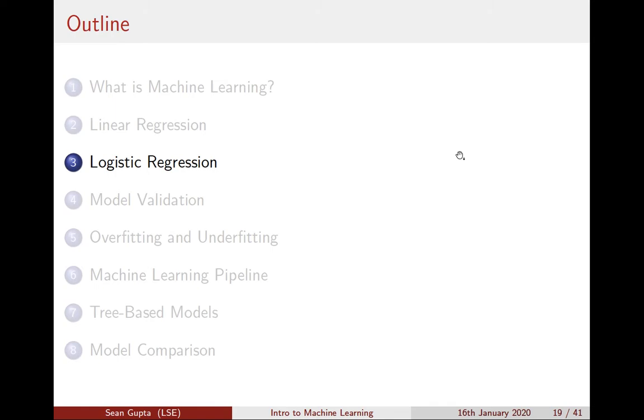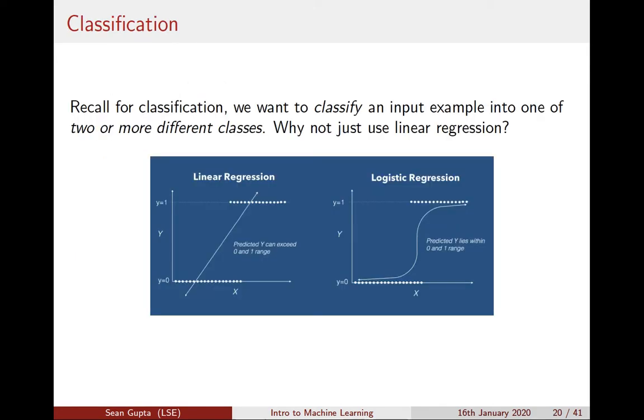Okay, let's come to the third part of our machine learning tutorial, namely logistic regression. So logistic regression is the easiest method for classification. Now, for classification, what we want to do is we have an input example, and instead of predicting any continuous number, such as the house price, we want to classify it into one of two or more different classes. For example, an image representing a dog or a cat, or an email being spam or no spam.